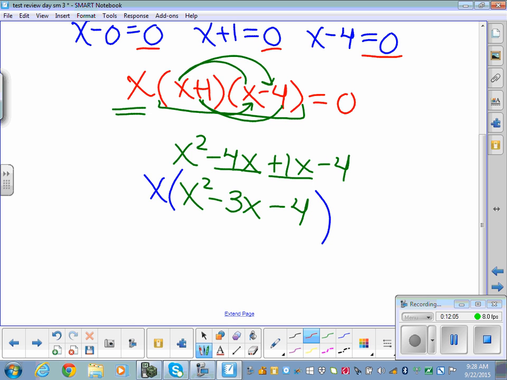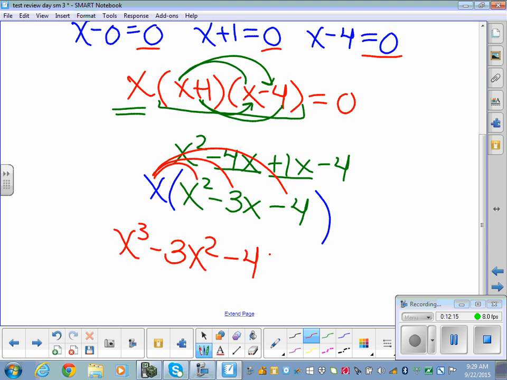So now we'll distribute x times x squared to x cubed. X times -3x is -3x squared. And then x times -4 is -4x. It's in standard form: highest degree, next highest degree, then lowest degree. So we're done. Your polynomials must be in standard form to get 100% on that problem on the test. Questions on ones like this, working backwards with zeros, okay?